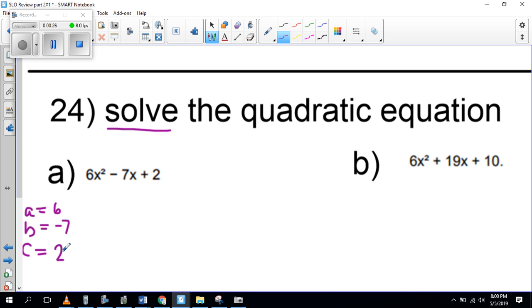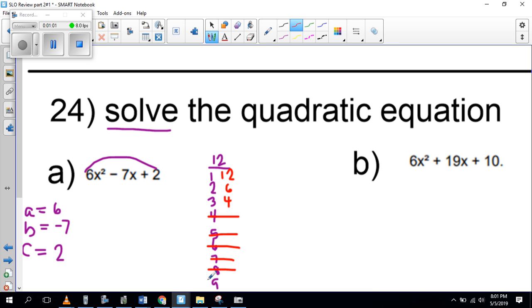So our B is -7, our C is 2. So we multiply our A and our C, so 6 times 2 gives us 12. And we're just going to number 1 through 9. And I'm going to go ahead and give us the factors. I'm not going to divide them all because it takes too long right now. But you need to do that on your test. 12 divided by 1, 1 and 12, 2 and 6, 3 and 4. 4 is a repeater, 5 doesn't work, 6 is a repeater, doesn't work, doesn't work, doesn't work.